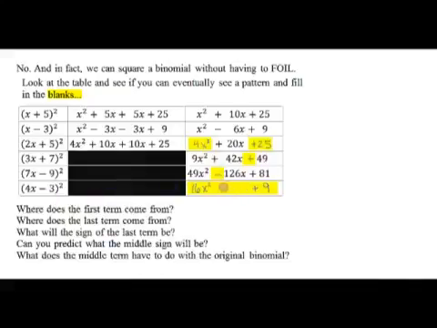So what will be our middle term here? We have a 4x times negative 3. That gives me a negative 12x, and I double that as a negative 24x.